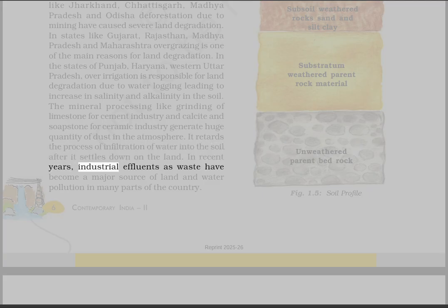In recent years, industrial effluents as waste have become a major source of land and water pollution in many parts of the country.